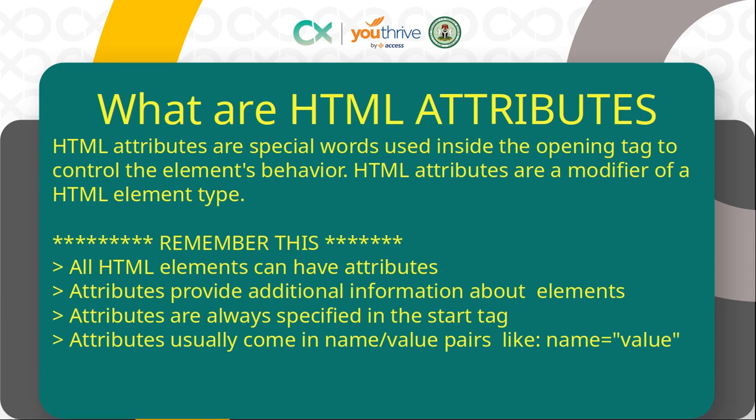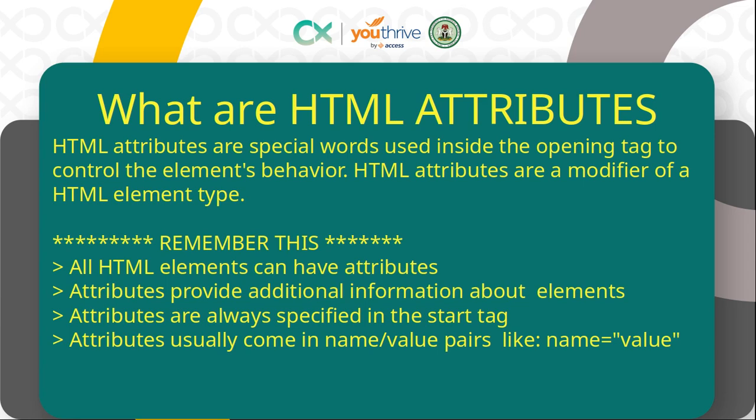We just used an attribute that added some extra functionality that is somehow higher than the default one. So what are HTML attributes? HTML attributes are special words used inside the opening tag to control the element's behavior. In other words, HTML attributes are modifiers of the HTML element type. So you can say that the HTML attribute just gives it some extra abilities. You instruct it that it can use this ability or another ability.